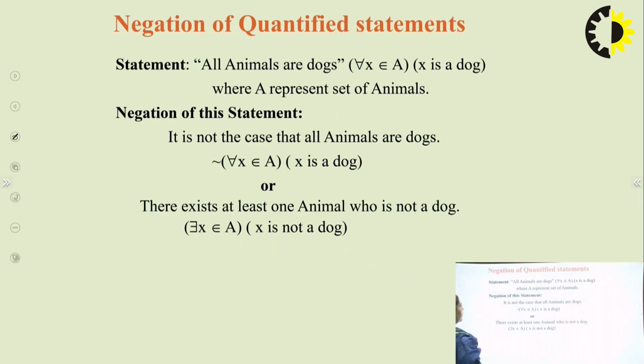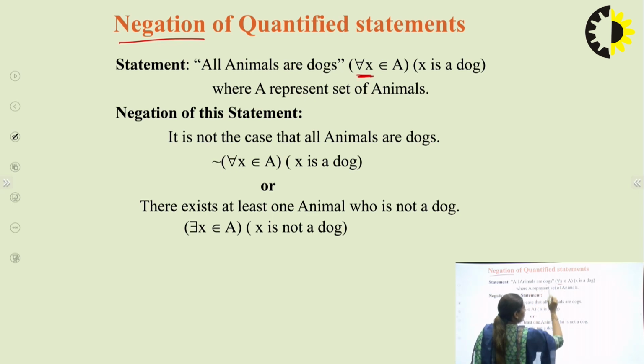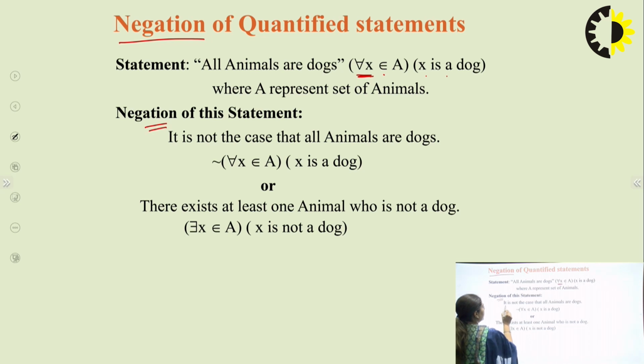Now the statement is all animals are dogs. Now we want to negate this statement. All animals are dogs. That means all the animals, so we have to put the for all symbol here: for all X belonging to A, X is a dog, where A represents the set of animals. Negation of the statement: it is not the case that all animals are dogs. We will just put a negation sign in front of this. But we can also write there exists at least one animal who is not a dog.